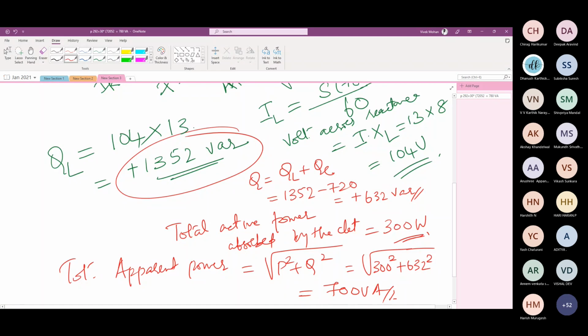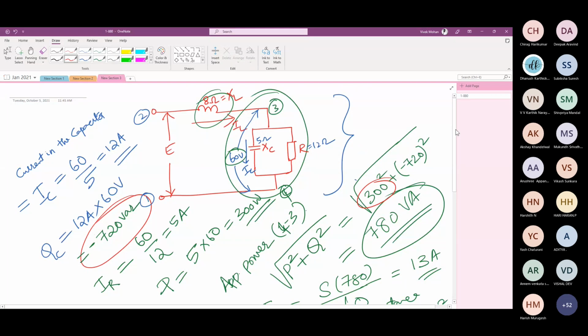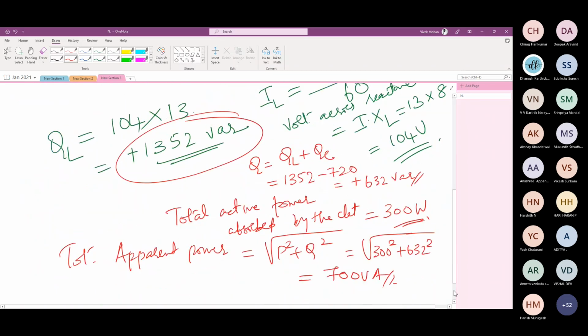Now, what is the voltage of the line? How will you find the voltage of the line? The voltage of the line is just E. So 53.8. How did you get it? 700 volt ampere divided by IL, right? What is IL? 13. Is equal to 53.8 or 9, anyway, approximately.